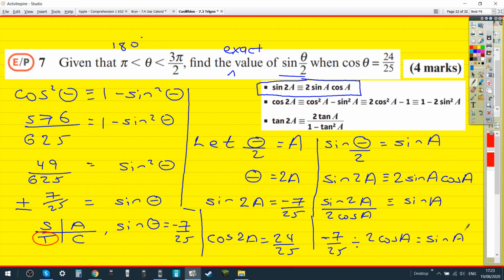We have cos 2A. We want cos A. How do we do that? Cos 2A is equal to cos squared A minus sine squared A. It's also equal to 2 cos squared A minus 1. It's also equal to 1 minus 2 sine squared A. Which one do we choose? We're trying to find the value of cos A.